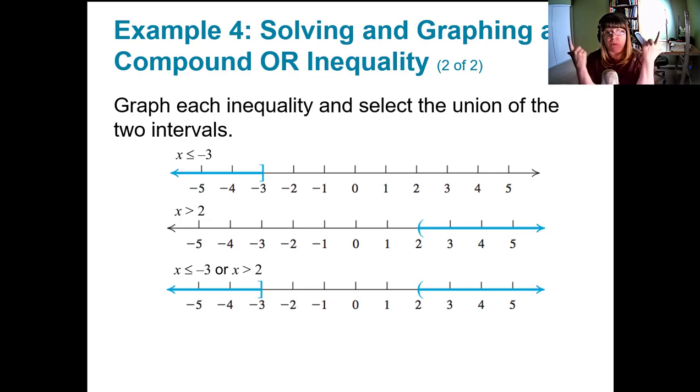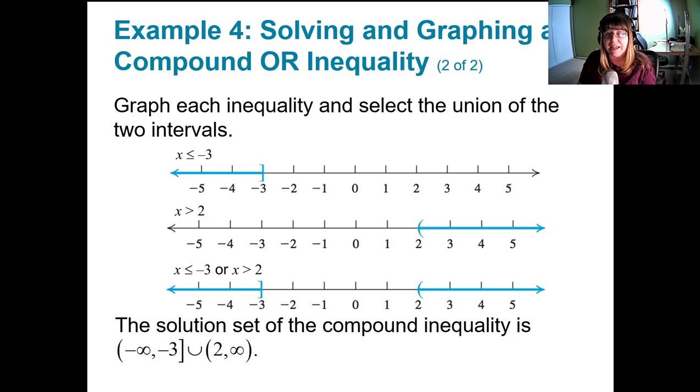So we have something pointing out each direction, and that is perfectly fine with an OR. Only one of these things has to be true at any one time. And our solution set in interval notation will be -infinity to -3, including it, union with 2, not including 2, but up to infinity.